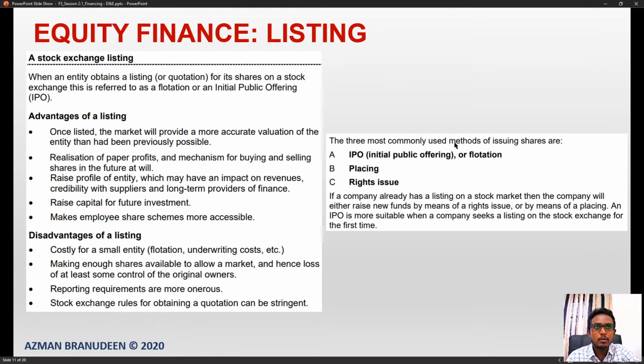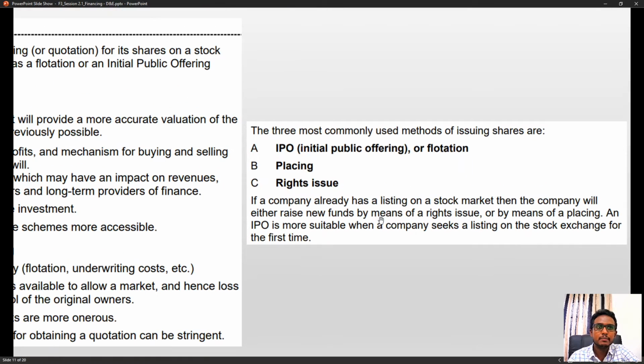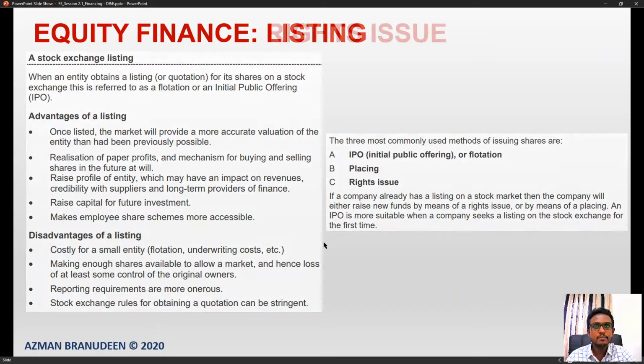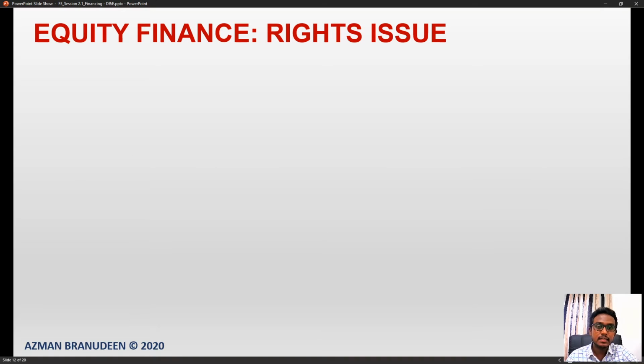The three most commonly used methods of issuing shares, therefore: A is obviously the IPO, the initial offering or flotation. B is a private placement, and C is a rights issue. If a company already has a listing on a stock market, then the company will raise new funds either by means of a rights issue or by means of a placing. An IPO is more suitable when a company seeks a listing on the stock exchange for the first time. And that brings me to what a rights issue is.